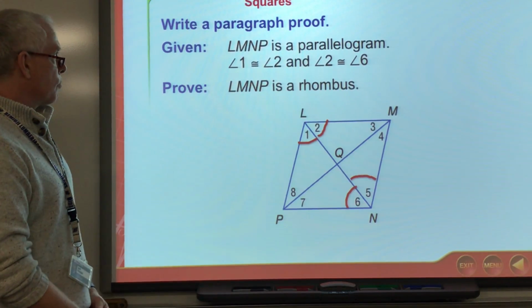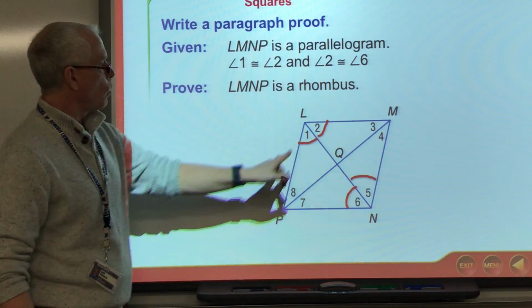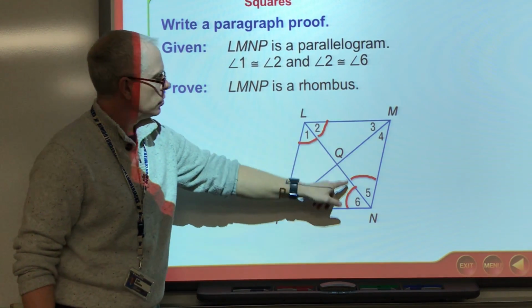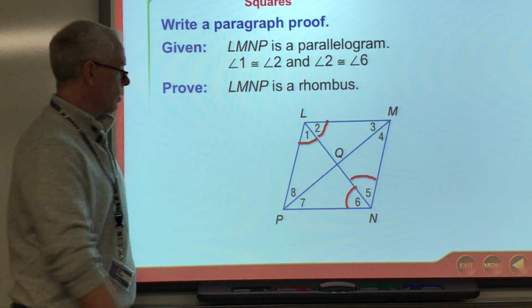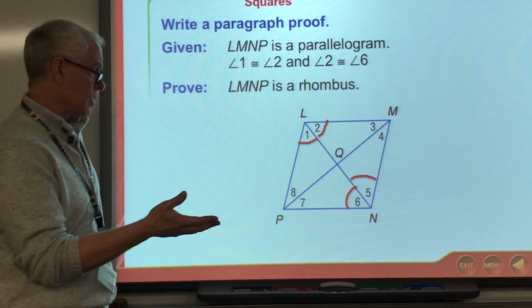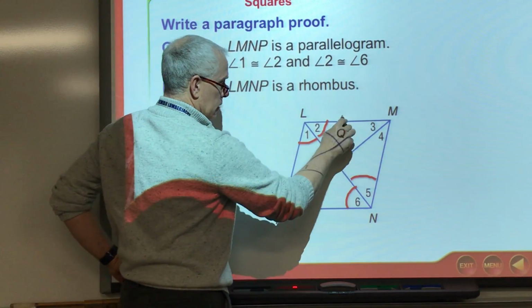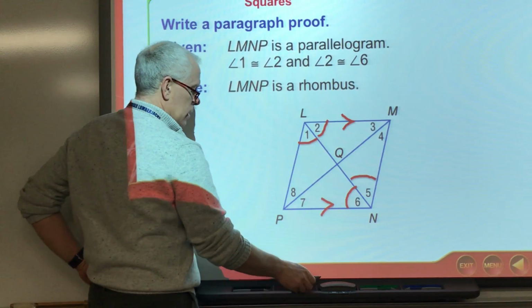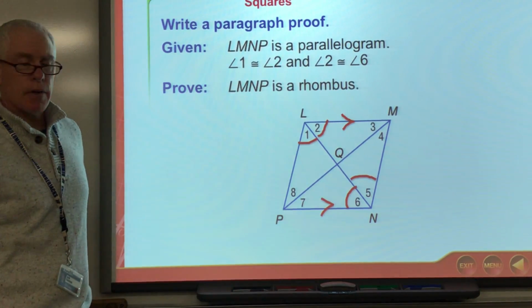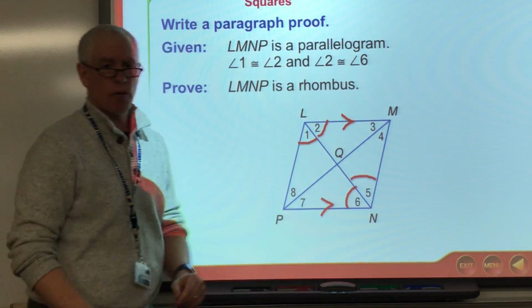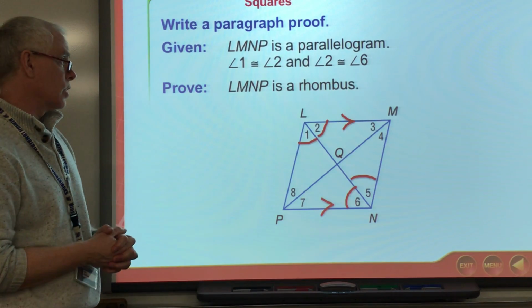Okay, so a paragraph proof. They tell me 1 and 2 are congruent and 2 and 6 are congruent to begin with. I want to prove that this is a rhombus. Okay? Well, I know that the opposite sides are parallel. And if I know that, then angle 1 is congruent to angle 5 because the alternate interior angles are congruent.